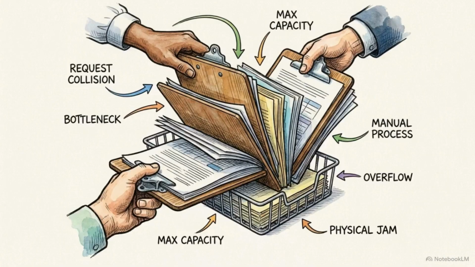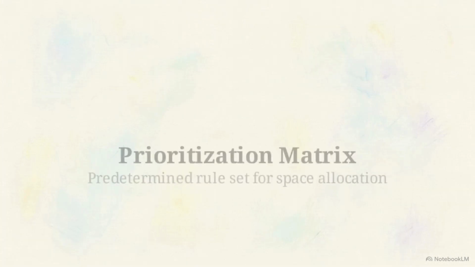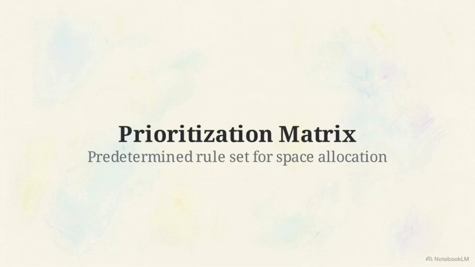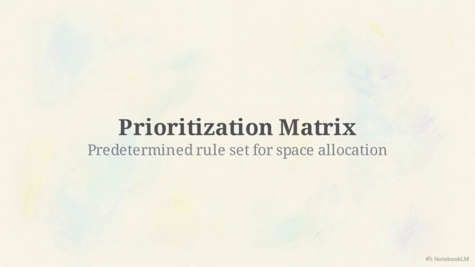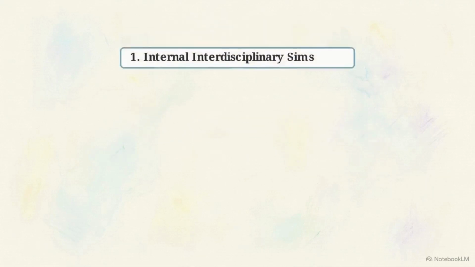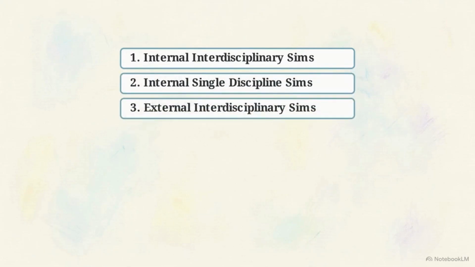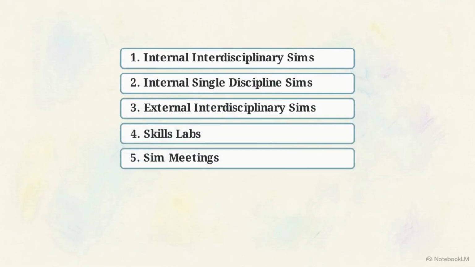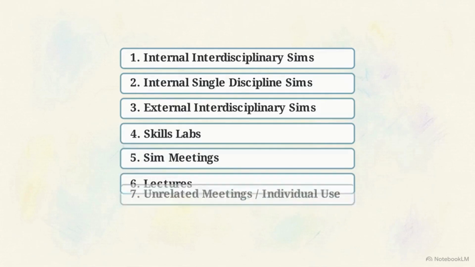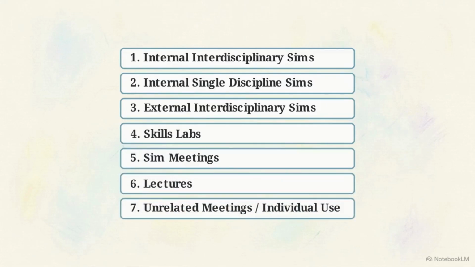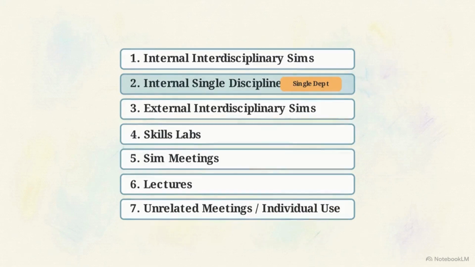Even with a deadline, you will get multiple requests for the same time slot. To resolve this, you need a prioritization matrix, a predetermined rule set for how space is awarded. Your hierarchy filters from top to bottom. Interdisciplinary sims take highest priority, then single discipline, external sims, skills practice, sim meetings, and finally, standard lectures. Backed by leadership, this matrix automatically filters out debate. When pushback happens, the rules decide without emotion.